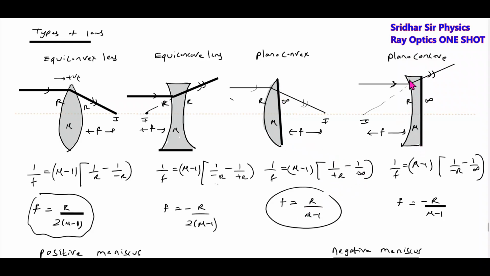Plano-concave lens. The radius of curvature of this will be negative. This will be infinity because it is a plane surface. Substitute, and we will get a diverging lens. So equiconvex and equiconcave lenses will have focal length r by 2 mu minus 1. Plano-convex and plano-concave will have focal length r by mu minus 1. This is the converging lens. These two are the diverging lenses.